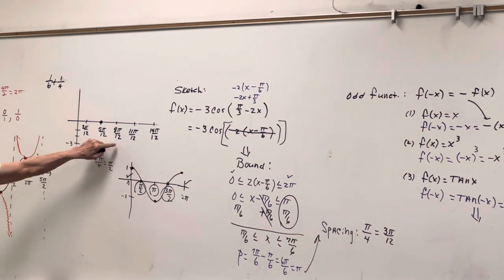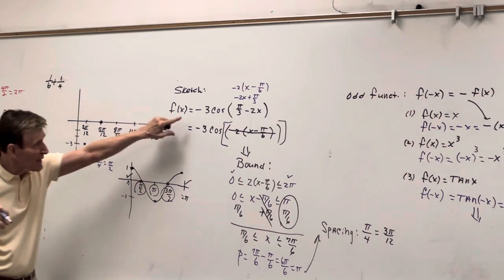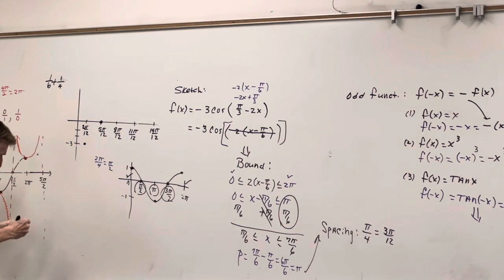8 pi over 12, can anyone tell me where 8 pi over 12 might be located in the graph? Based on the graph being flipped over, reflected through the x-axis. 3. Thank you.